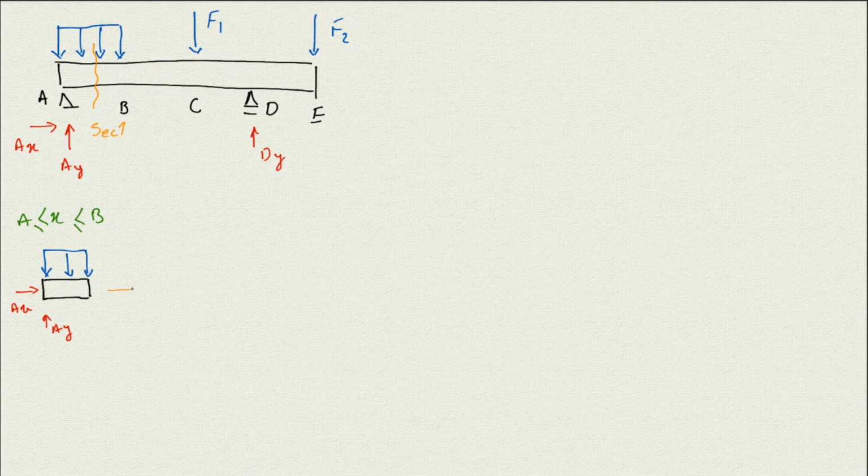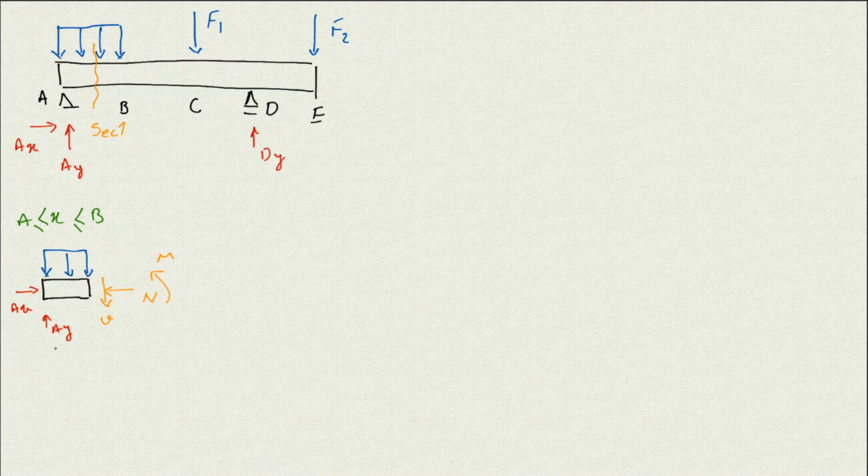We have N, V, and M. Now that we have this, we can write the three equilibrium equations for that. First, remember whenever we are cutting through the section, we have the distributed load. Don't touch the distributed load until you cut it through the section, and then replace it with the force.